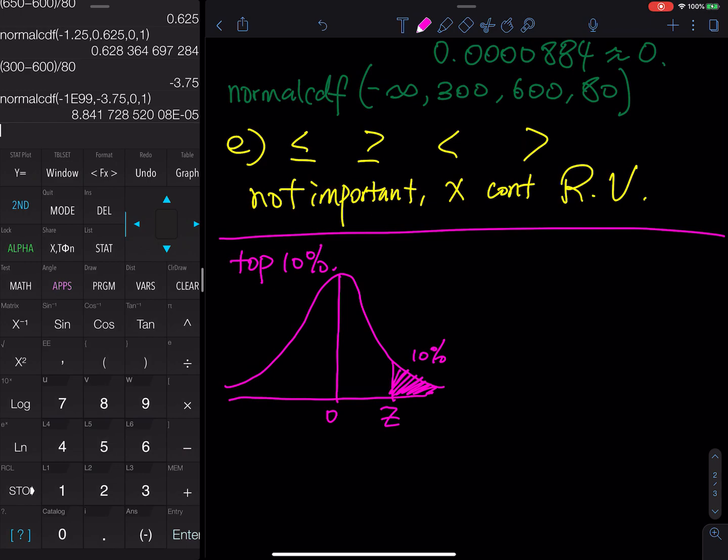The top 10%. So this Z is inverse norm 0.10. The mean is 0. Standard deviation is 1 because that is after standard normal. And then you quickly do that. Second was inverse norm 10%, 0, 1.